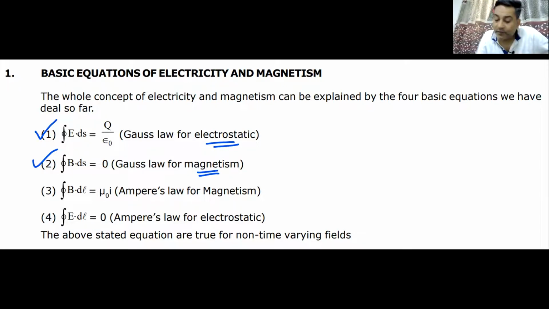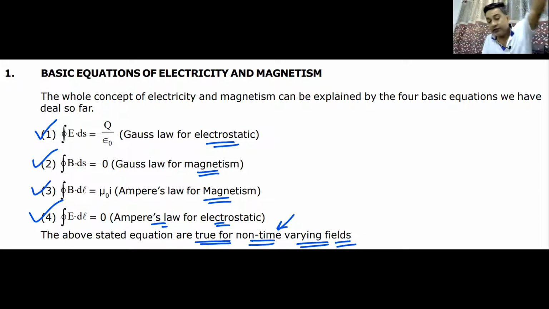That is Gauss law for magnetism. If you find B dot dl, that is Ampere's law for magnetism. If you find E dot dl, that is Ampere's law for electrostatics. Remember, these laws are true only for non-time varying fields. Whatever fields we are talking about here, whether it is electric field or magnetic field, they should not vary with time. If they are varying with time, then these formulas are not valid because the formula changes.